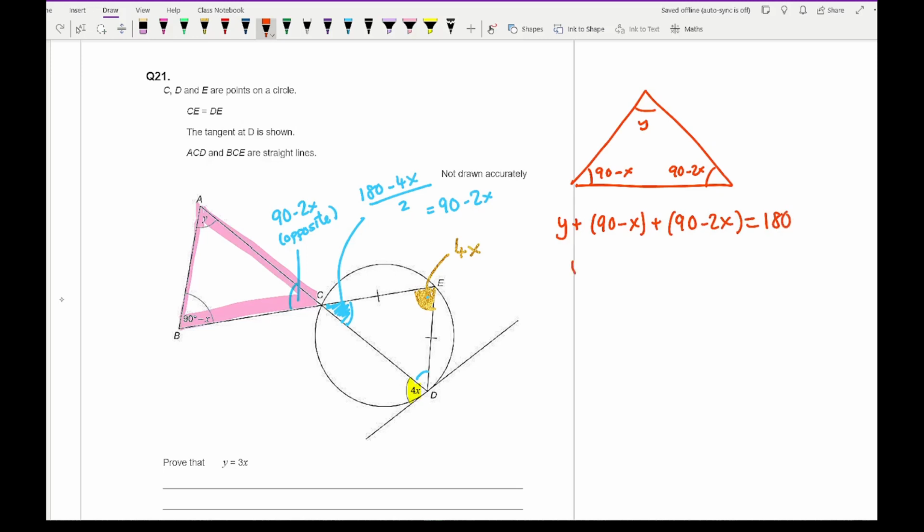So expanding the brackets, I get y plus 90 minus x plus 90 minus 2x equals 180. Well, these two things cancel, so I'm left with y minus 2x, 3x rather, equals 0. And then if I take the 3x over to the other side, I end up with y equals 3x, which is exactly what they wanted me to prove.